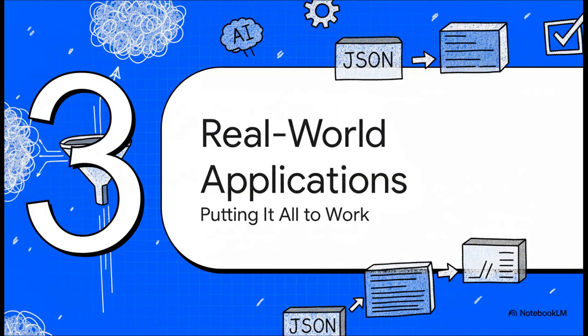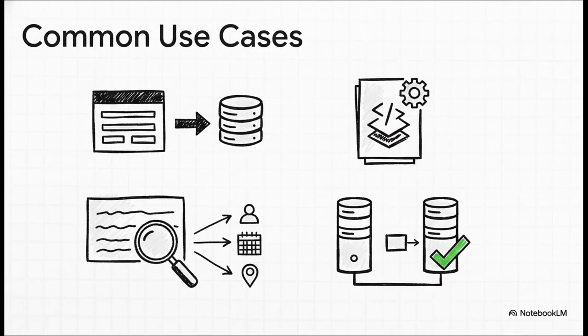Okay, this all sounds great in theory, but where does the rubber actually meet the road? Let's talk about some real-world applications and see how this all comes together to solve actual, everyday problems. And honestly, the use cases are just everywhere. You can instantly process user input from a web form into a perfectly clean database entry. You could generate complex JSON or, say, YAML configuration files on the fly. You could take a messy, unstructured paragraph of text and reliably pull out names, dates, locations. Or you could format data perfectly to call another external API without ever worrying about errors.